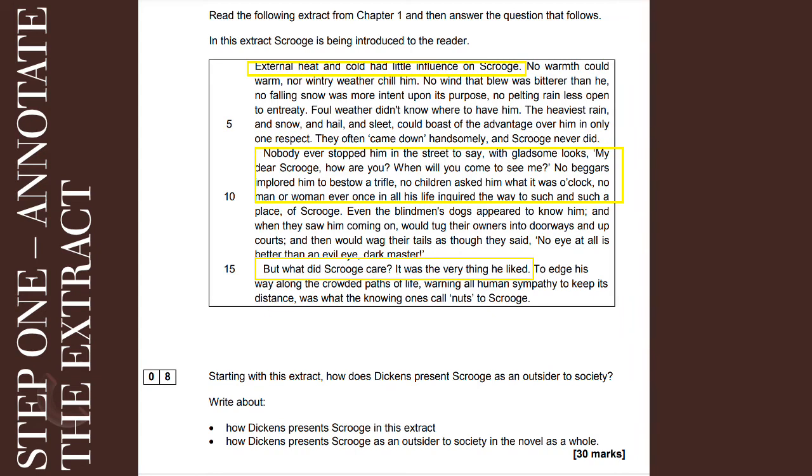So if we read through the extract, you can pause the video and have a read through. But when you have a look at the quotes inside the yellow boxes, you'll be able to see, hopefully, why I've made those choices. So why I've chosen those 3 things. So pause the video, have a read through the extract, and then see if you can work out why I've chosen those 3 things to use as my examples of where and how Scrooge is presented as an outsider to society.